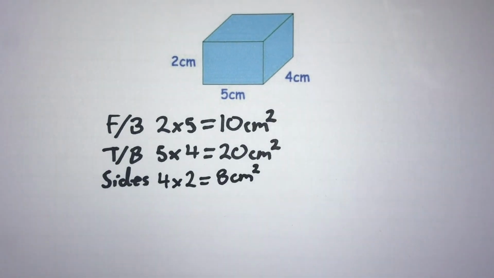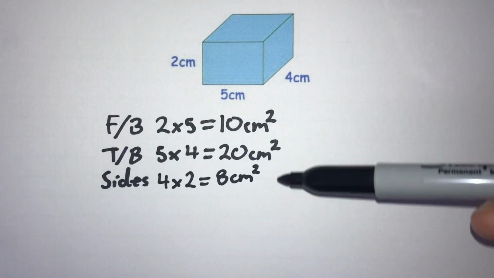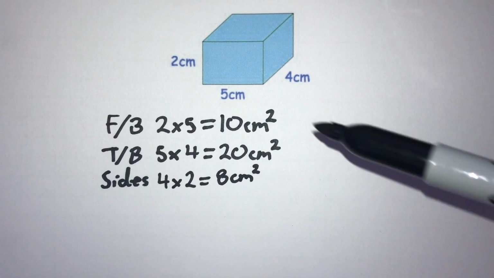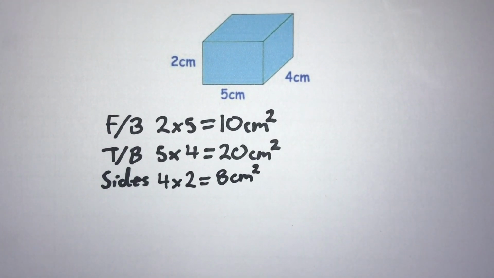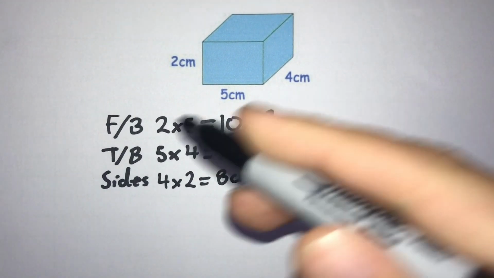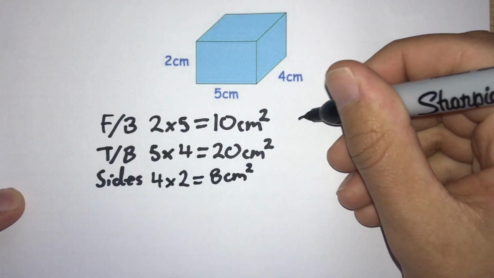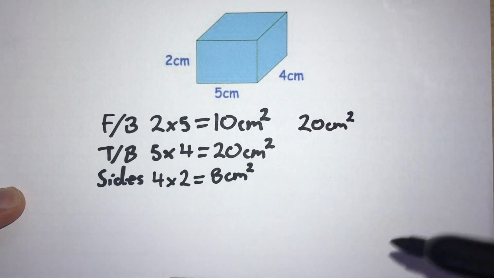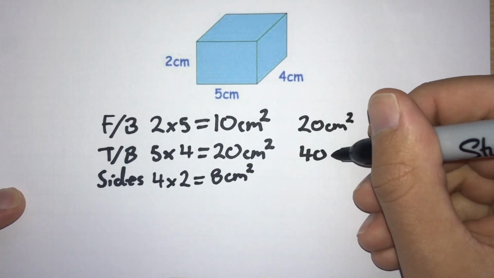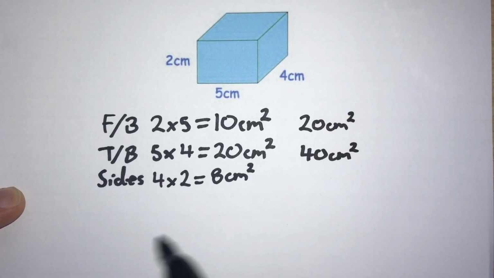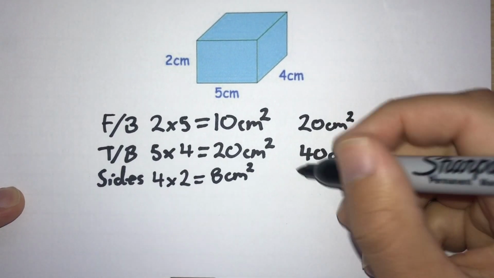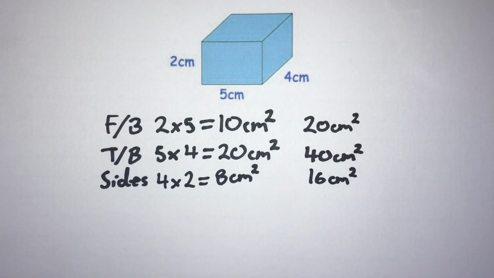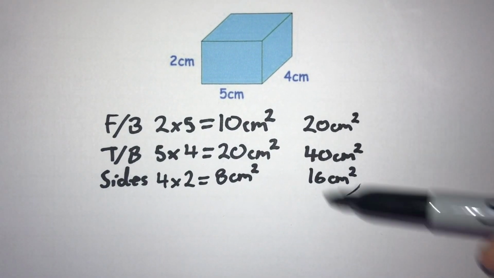Now an easy trap to fall into now would be to just add these 3 up. But of course these are pairs of faces, so we've got 2 of each of them. So we'd have to double both and then add them up. So if we doubled both of them, well, our front and our back, we'd get 20 centimetres squared. Our top and our bottom becomes 40 centimetres squared. And then our 2 sides, that becomes 16 centimetres squared. So we've doubled them all and now we've got all 6 of our faces represented here.